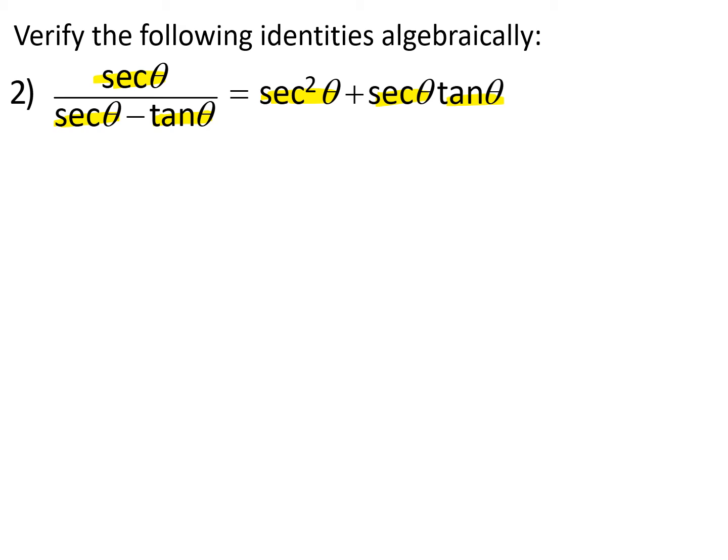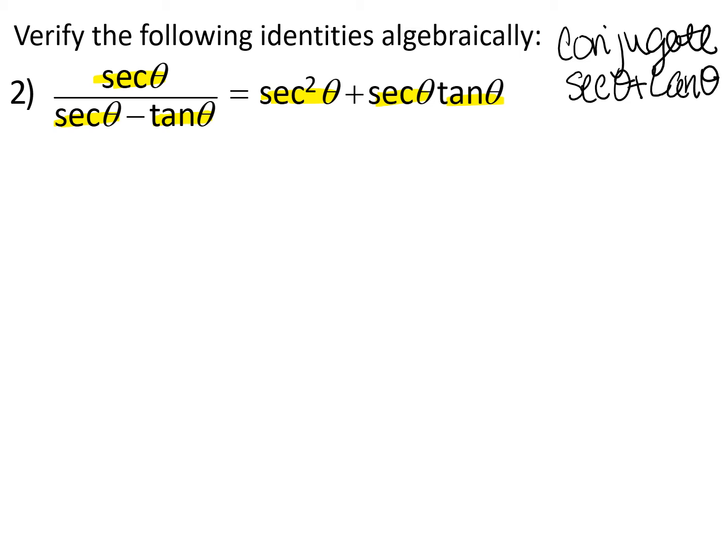Okay, so I'm going to write that down. Conjugate. The conjugate is used to get a sum or a difference out of the denominator, okay? So the conjugate here would be secant theta plus tangent theta, because when I multiply that to this one here, I will get a difference of 2 squares, okay? And I'll come back to that.